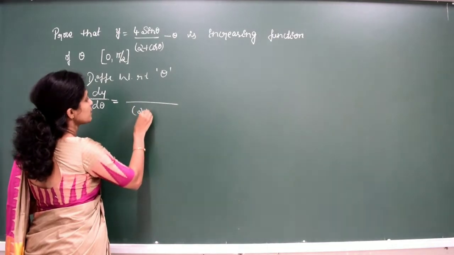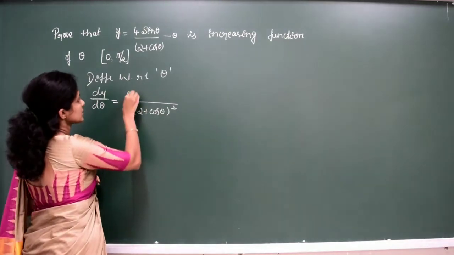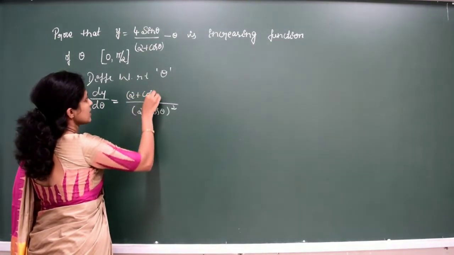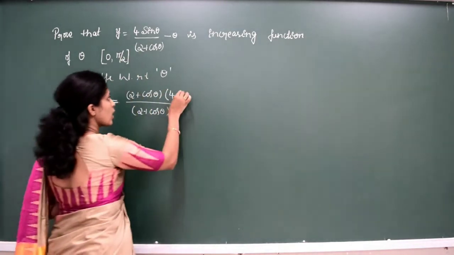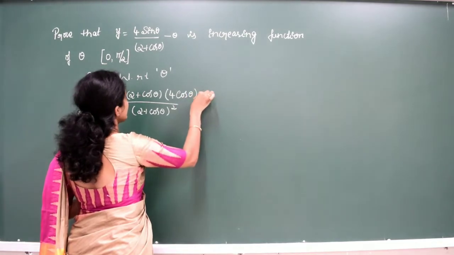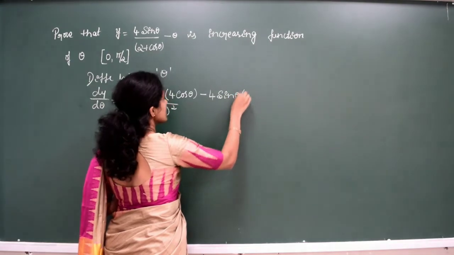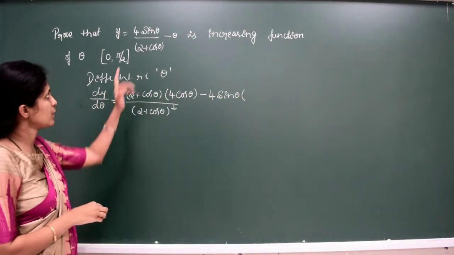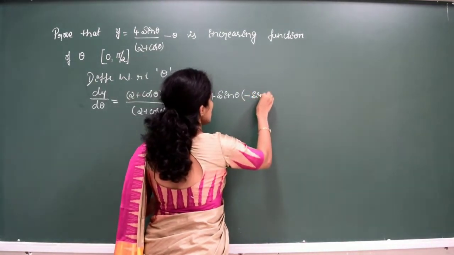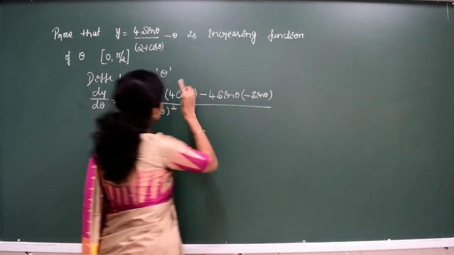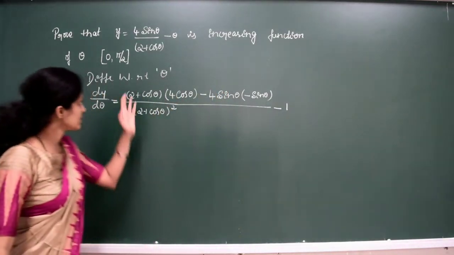So this is now (2 plus cos theta) whole square. I'll write the 2 plus cos theta as it is, times the derivative of 4 sin theta, which will be 4 cos theta, minus, I will write 4 sin theta as it is. So clear? 4 sin theta as it is. And the derivative of 2 plus cos theta: derivative of 2 will be 0, cos theta will be minus sin theta. One more thing is remaining there: minus theta is there. Derivative of theta with respect to theta will be minus 1, right?